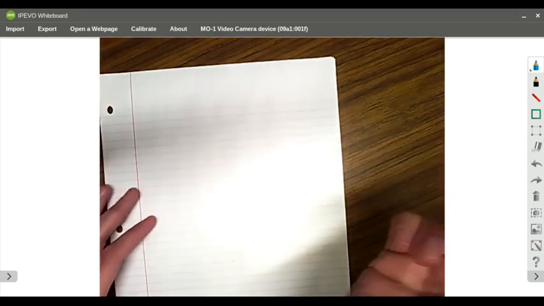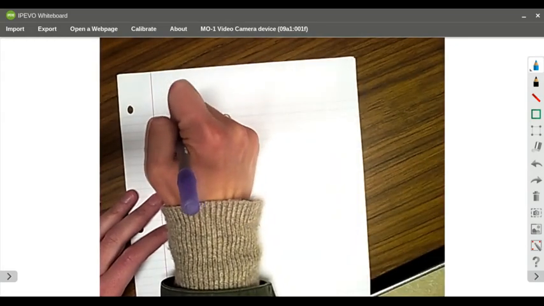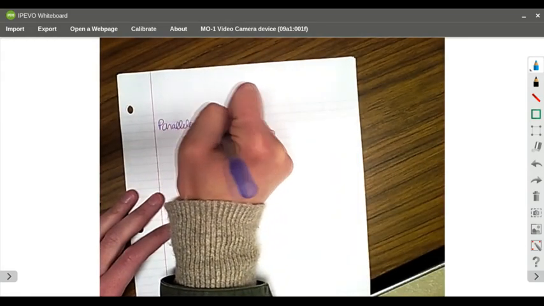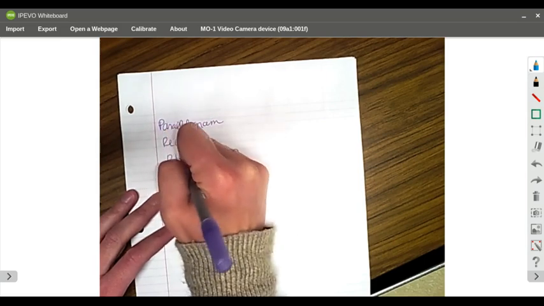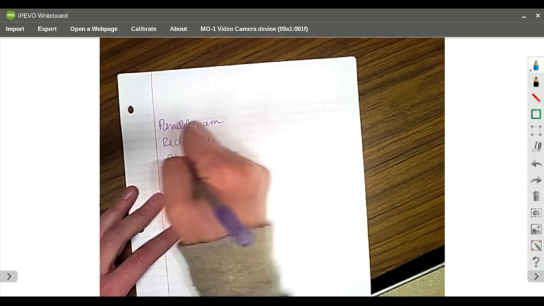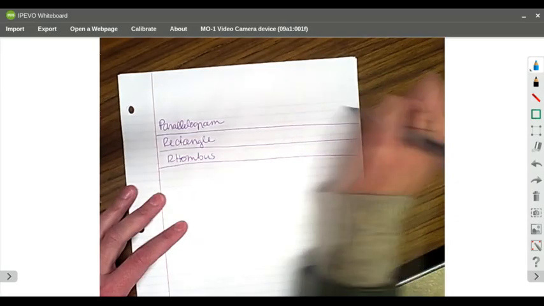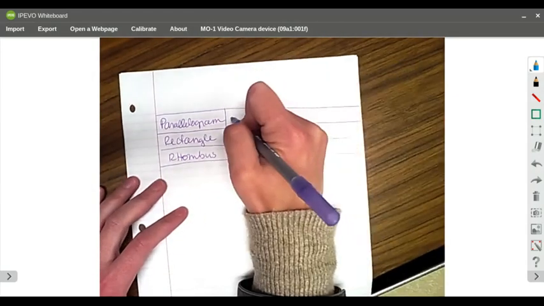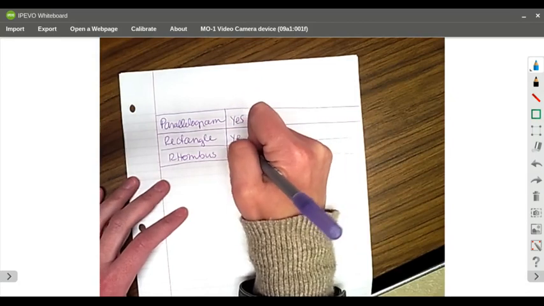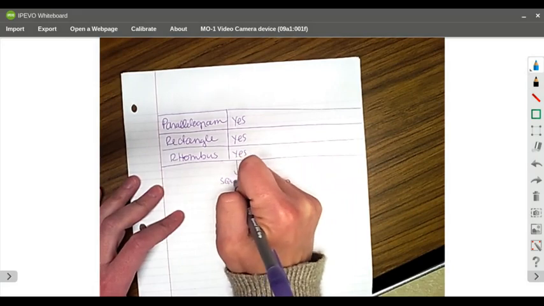Now, something that might be helpful that we didn't really get to do in class is make a chart of all your possible outcomes. So I'm going to make a list here. We have parallelogram test. We have rectangle test. We have rhombus test. So let's do the one we just got first. Yes, yes, yes. When you get yes, yes, yes, your final conclusion is that it's a square.